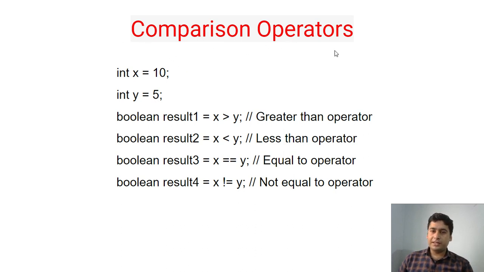This is the comparison of the operators. So int x equal to 10, int y equal to 5. We have some boolean results. Comparison operators will always return a boolean value, which is true or false. Here you can see greater than, less than, double equal to, not equal to. This is how you can use it, and you can learn it here.